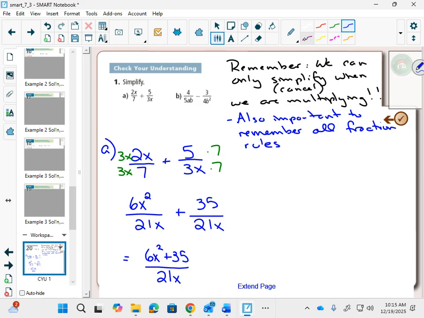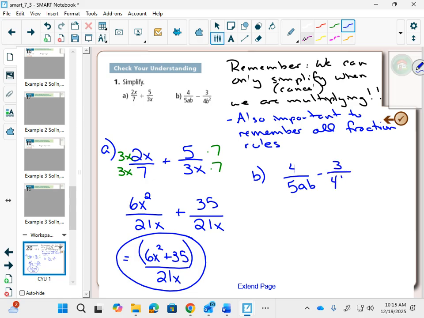And again, remember, we can only simplify when we're multiplying. Right now, this is adding. That's grouped together as one big thing. I cannot cancel the x's. I cannot simplify the 6 and the 21. The only way I can simplify is if I could factor this, change it to multiplying, and have identical factors. So this is my final answer. In B, again, I'm going to rewrite things.